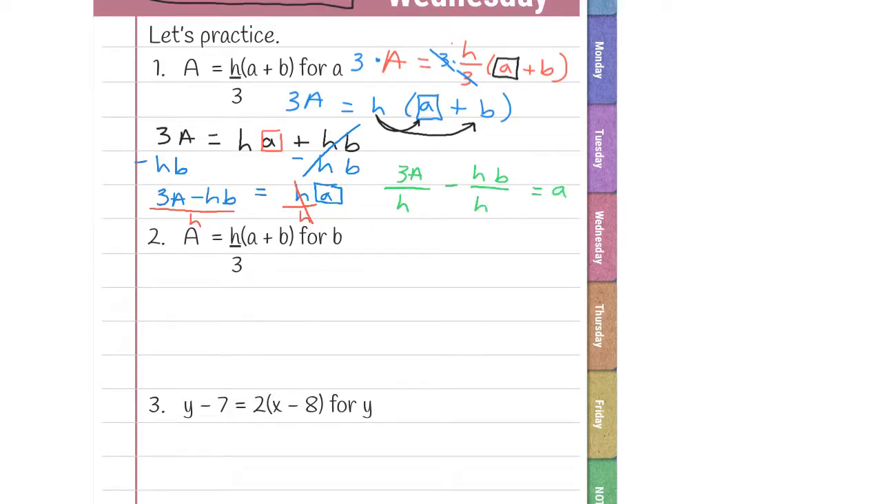Can I reduce anything here? Well, I can't reduce any numbers, but I can reduce some variables, right? So the 3A over H, they have nothing in common, so I just rewrite it. But H over H, remember, anything divided by itself reduces to 1. So then I'm left with just 1B is equal to A. And this is my answer.